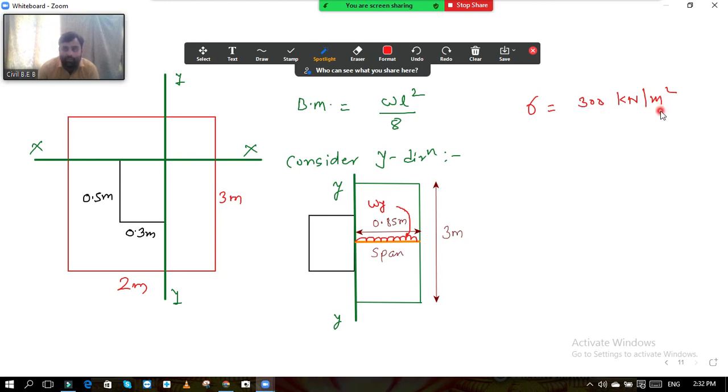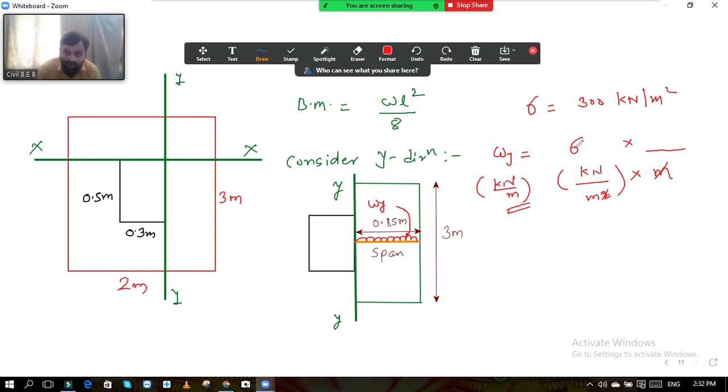300 kilonewton per meter square. First understand the unit. If I want WY, the UDL, its unit is kilonewton per meter. But what do I have right now? Sigma. What is its unit? It is kilonewton per meter square. So if I multiply this by meter, then this meter and square will get cancelled and I will get it in kilonewton per meter.